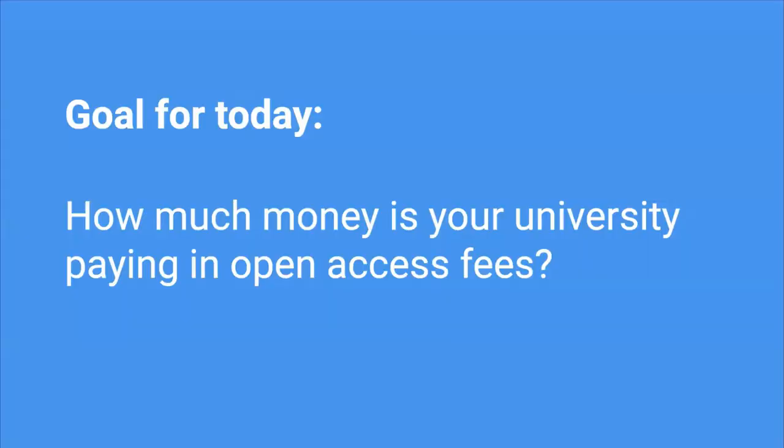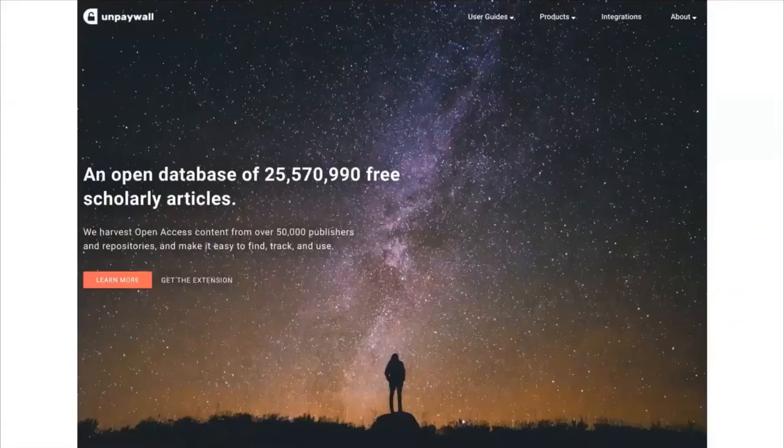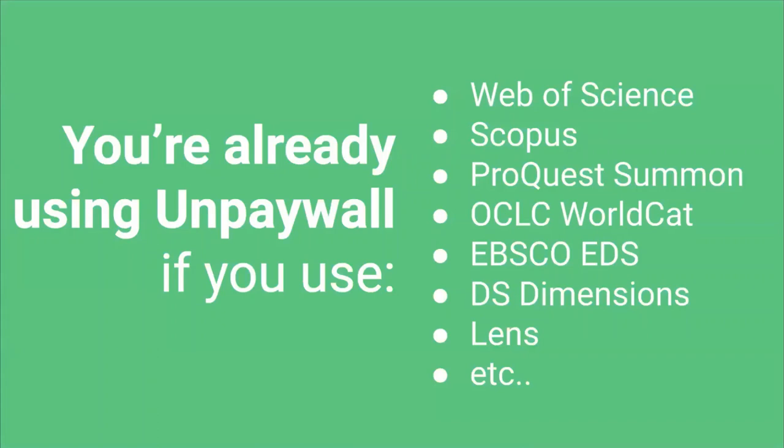So our goal for today is to talk about how much money your university is paying in open access fees. You might be familiar with Unpaywall. It's a database of open access links that our company made and rolled out about 2 or 3 years ago, I think. If you don't think you've heard of Unpaywall, you might actually be using it already. It is the main source of open access links in Web of Science, Scopus, ProQuest, probably your link resolver. And if you're not using it in your link resolver right now, you should. It's free and helps people get access to things that you aren't subscribed to.